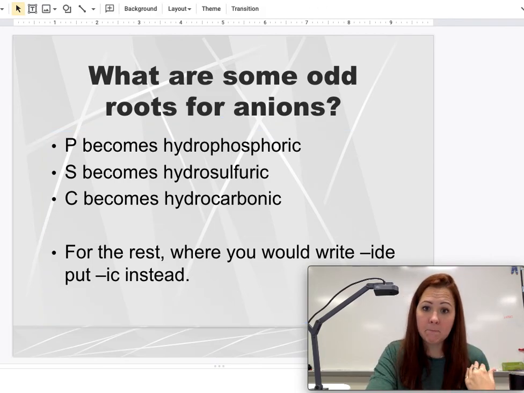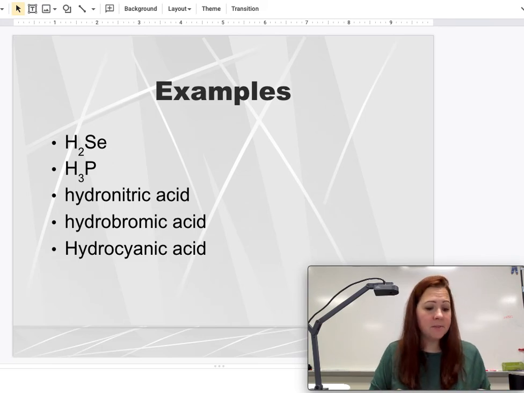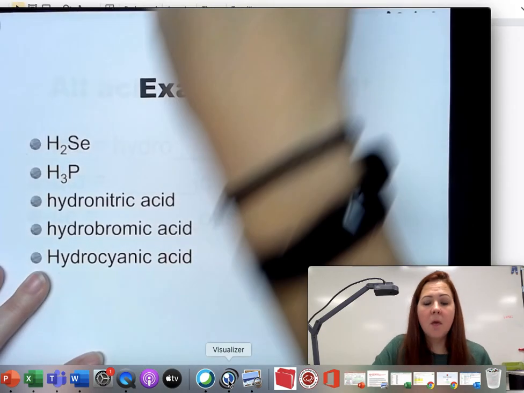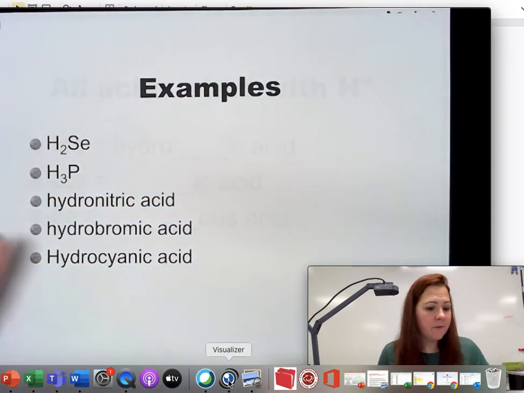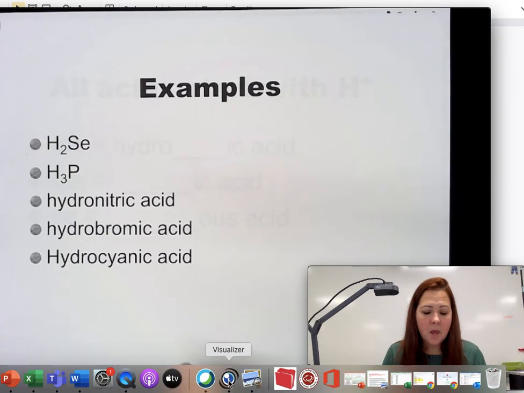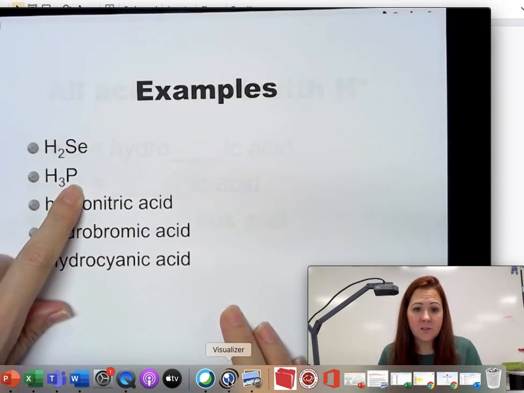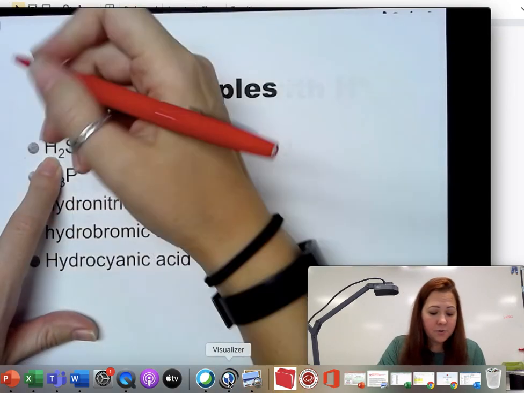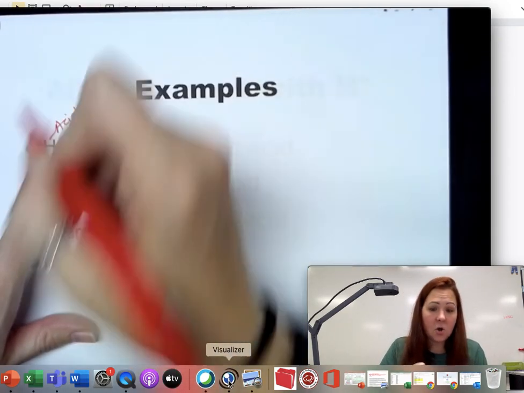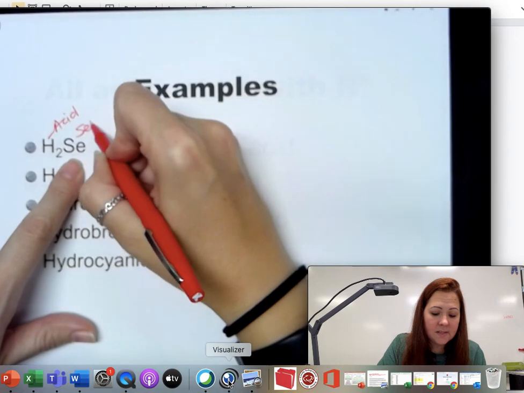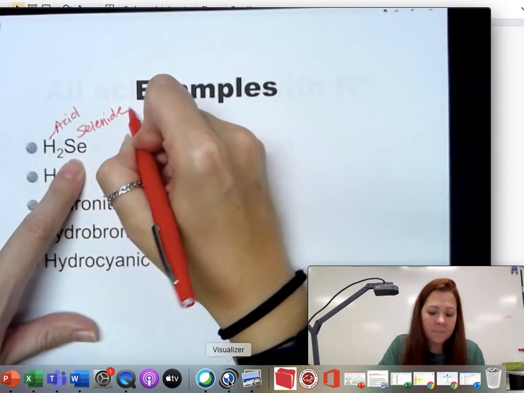So I've got some examples here, and again I'm going to jump to my document camera and we're just going to run through those real quick. In all of them you have hydrogen first because they are all acids. So this is hydrogen paired up with selenium, and this is hydrogen paired up with phosphorus. The H just means acid. That's all that means. Se, selenium, in a compound would be selenide.